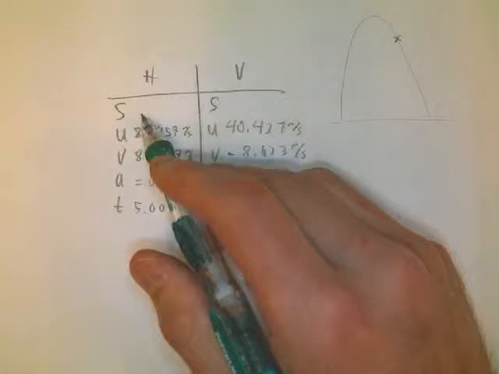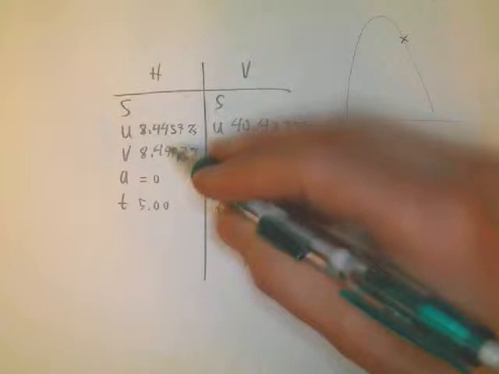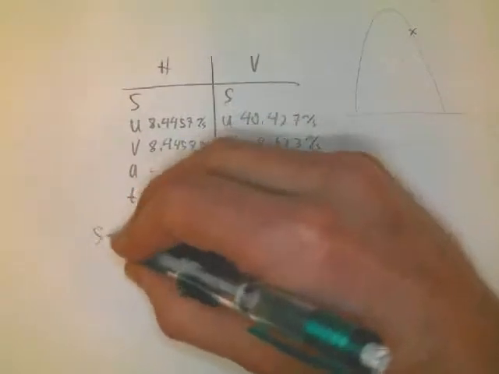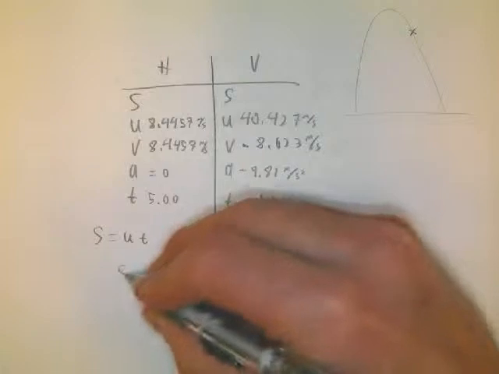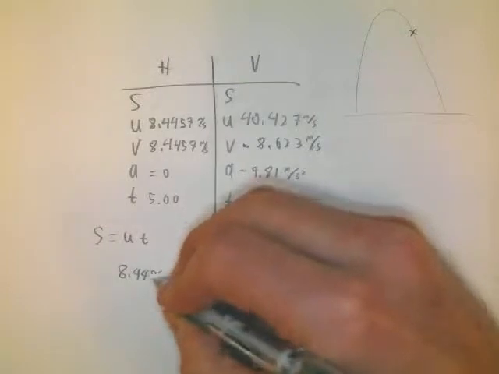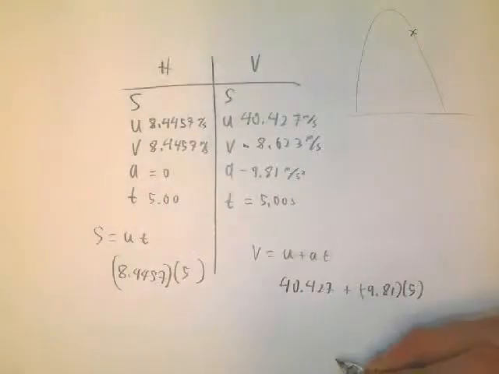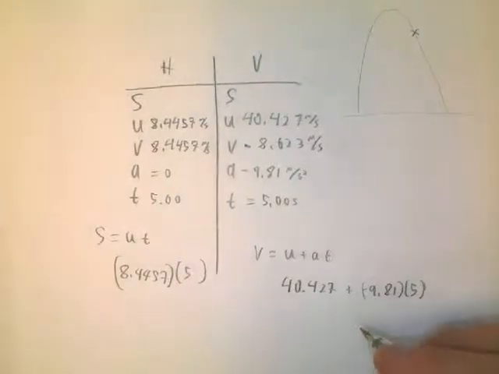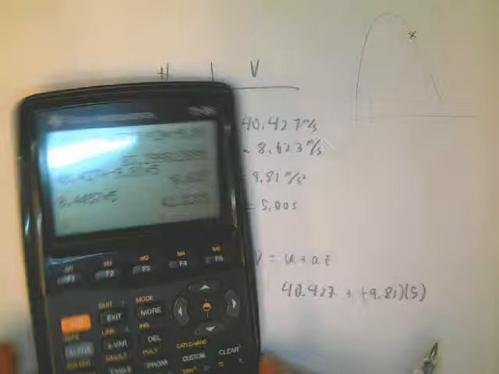Horizontal position is easy. We just use S equals UT. So that equals 8.4457 times 5, and that looks like this. And so that's 42.2 meters over.